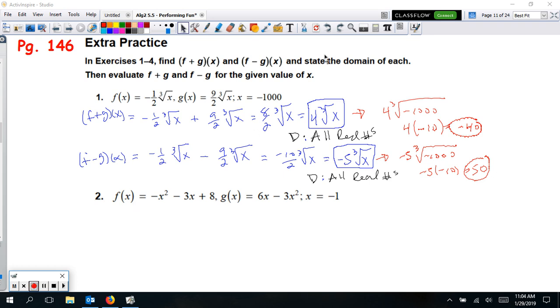Okay, so let's just go through it. f plus g first. So we're going to add these together. We're just going to say this is our f, and we're going to add it to the g. So I'm just going to put a plus. Here's my f function plus the g function, and it's just combining like terms.